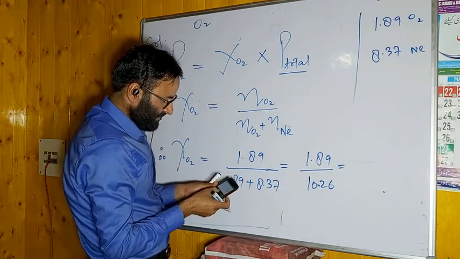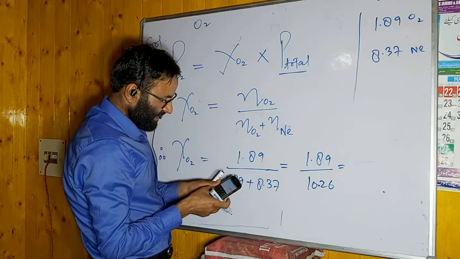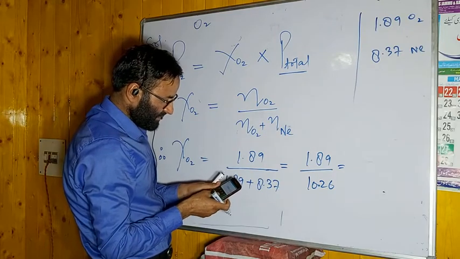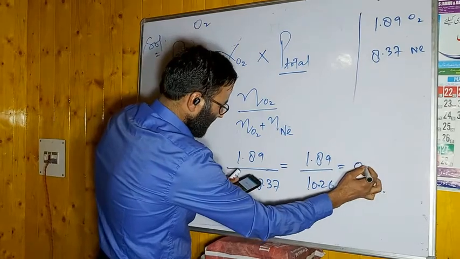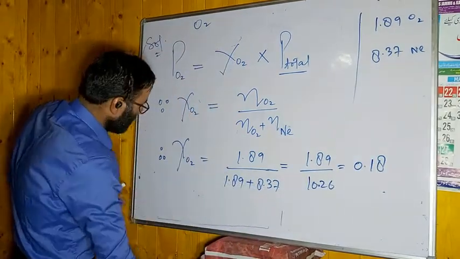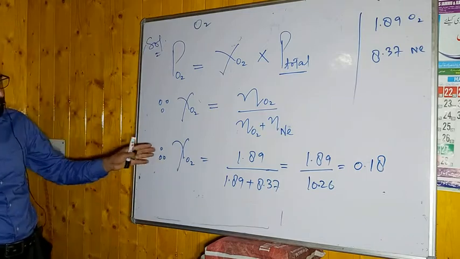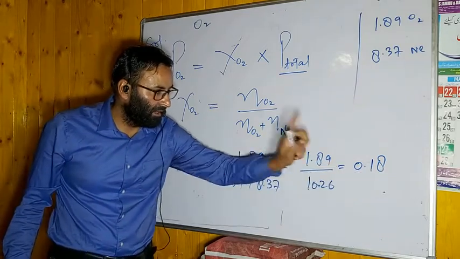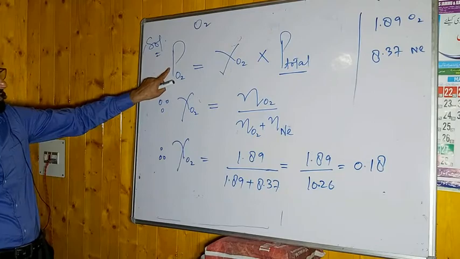Then you can bring this calculation: 1.89 divided by 10.26. It is 0.18. याद रखना. What is the mole fraction of O2? It is 0.18. Now you can determine its partial pressure.